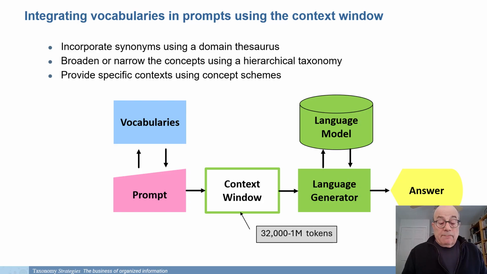The approaches to integrating vocabularies into prompts are the same as for integrating vocabularies in information retrieval. You can incorporate synonyms and quasi-synonyms in the prompt using a domain thesaurus. You can broaden or narrow the concepts in the prompt using a hierarchical taxonomy. And you can provide specific contexts using concept schemes such as content type, geography, language, time, process, and other contexts.